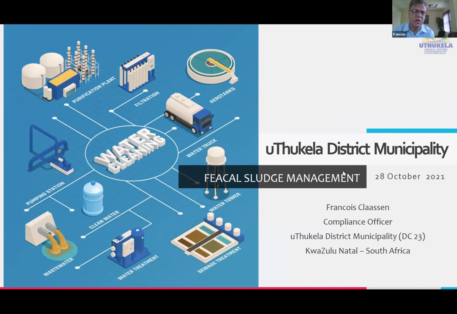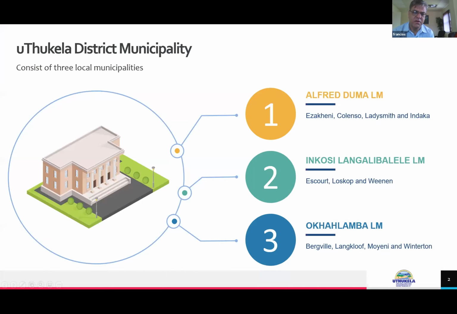Welcome, everybody. As Thabiso said, we are the UThukela District Municipality, and we're situated in the northwestern part of KwaZulu-Natal at the foothills of the Drakensberg. Within our district, we have 3 different local municipalities with 3 different socio-economic statuses and geographical areas.